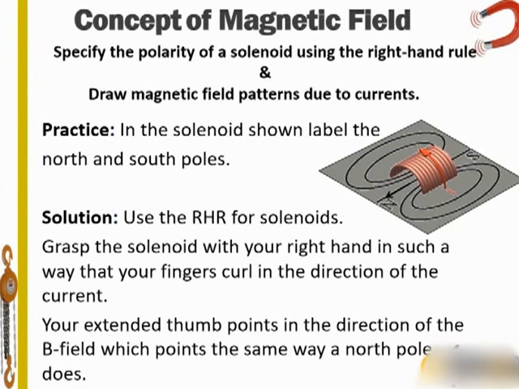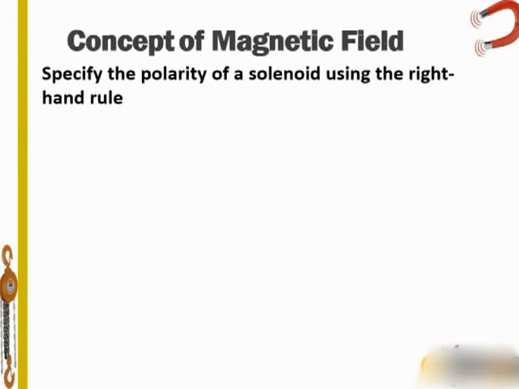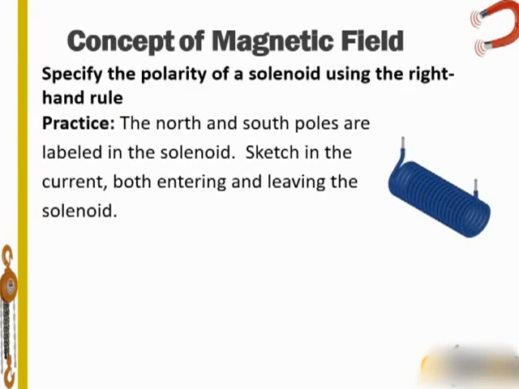So for example, if we look at this particular practice, here you can see the diagram of a solenoid, and again you can see that the north and the south poles have been labeled on the solenoid, and the question is just asking you to sketch in the current both entering and leaving the solenoid. So in other words, if you look at the diagram at this point here, where you have this particular part of the coil, is that going to be the part of the coil where we have current entering, or is it going to be the part of the coil where we have current leaving? How would we determine that?